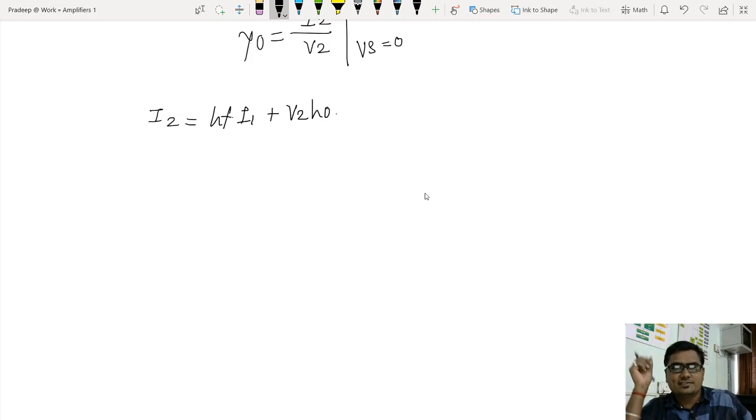Now in this equation, the HO term is there. Already we have derived I2 is equal to HF I1 plus H2 V2 HO. So HO is there. Now from this equation I will find HO, that is the output admittance. HO is admittance. For my case, I am interested in a transistorized hybrid model, so I am writing YO instead of HO.